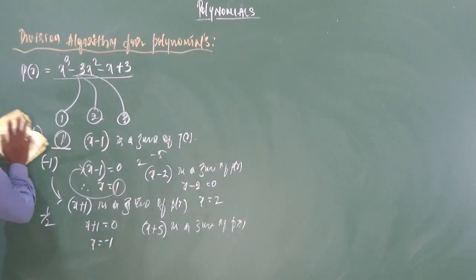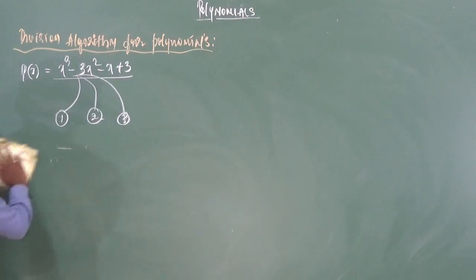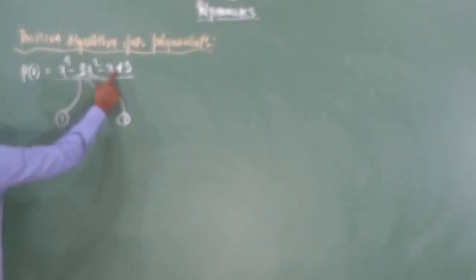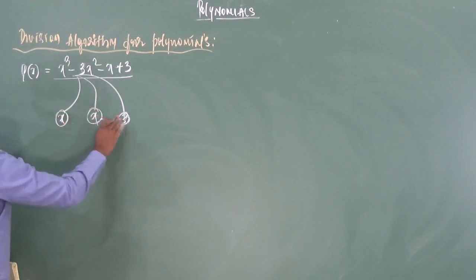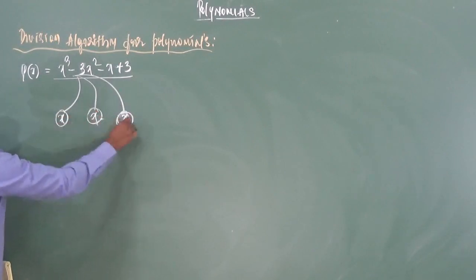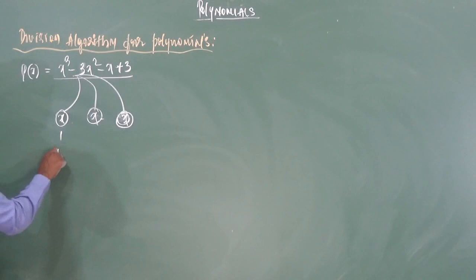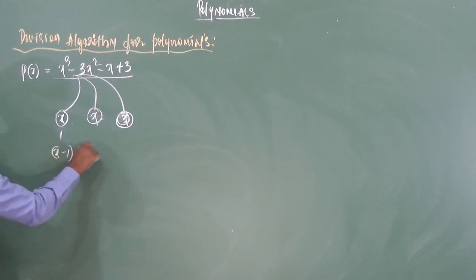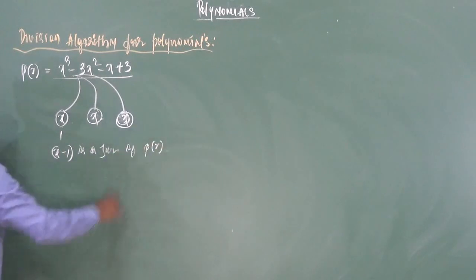So in this problem, you are given a cubic polynomial and it has 3 zeros. For example, this is x, this is also x and this is also x. So there are 3 zeros. I will tell you that 1 is one of the zeros of the polynomial. Then how are you going to take it? You are going to take x minus 1 is a zero of p of x. So this is a conclusion.